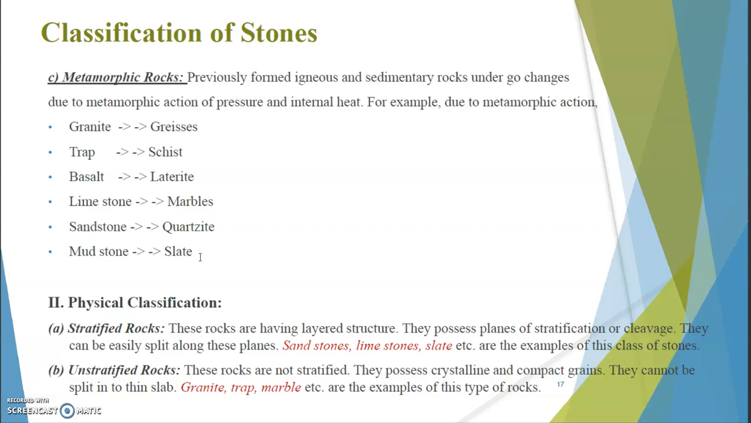Unstratified rocks, in the sense, have a uniform structure. They will not have any layered formation like stratified rocks. Those rocks are not stratified. They possess crystalline and compact grains uniformly throughout the structure of the rock. They cannot be split into thin slabs. So naturally they have a very strong and durable nature. So granite, trap, and marble we can call unstratified rocks.